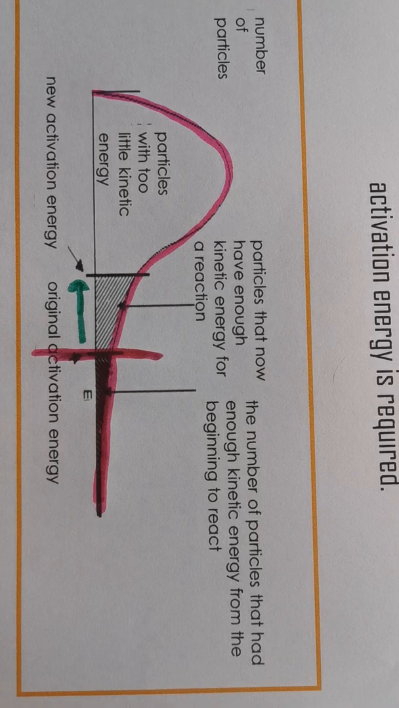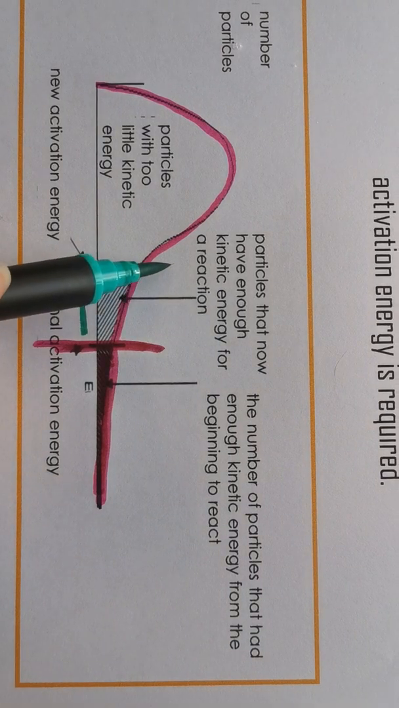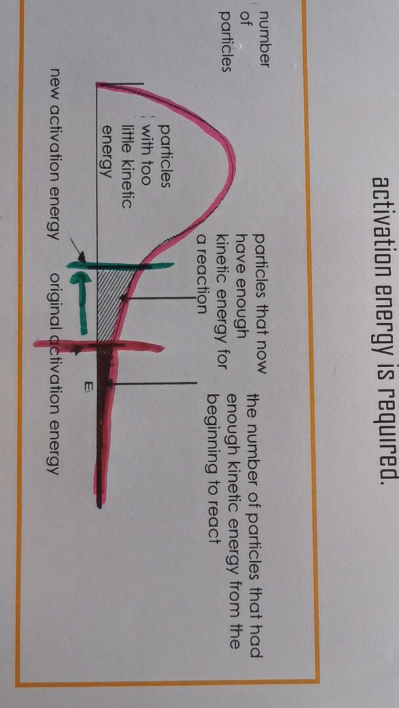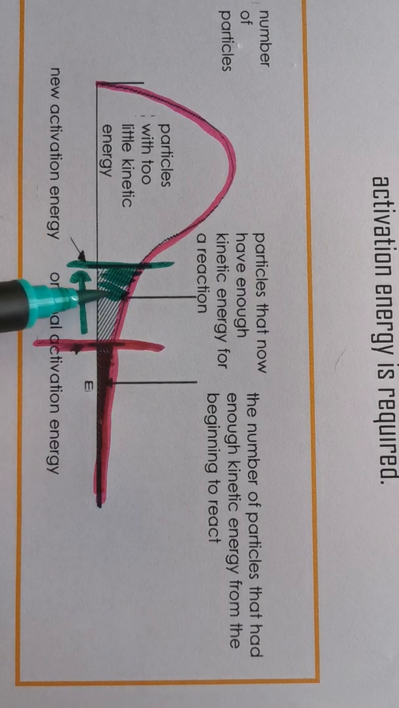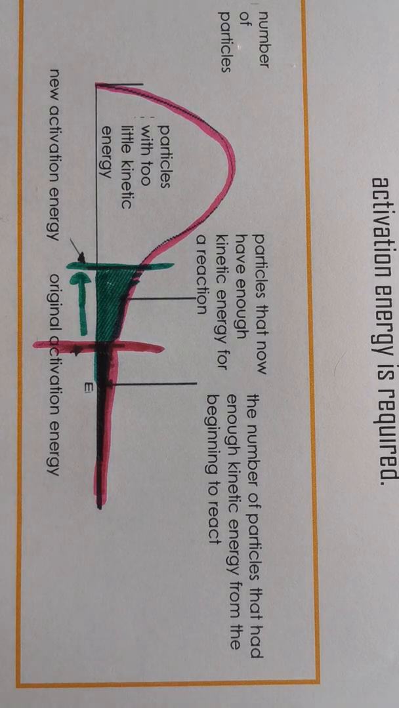closer to the origin. Okay, we shift that place marker closer to the origin, which means that at this point, because we've lowered the activation energy, all of the particles from this point all the way through now have enough energy to actually react, which means that adding a catalyst is a very, very effective way of lowering activation energy and hence increasing the rate of the reaction.